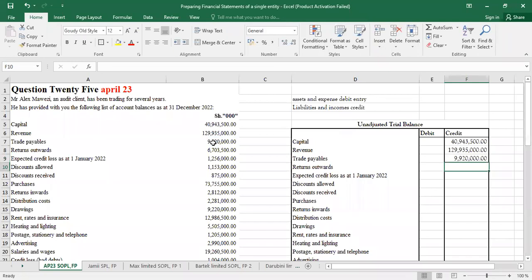Then we have return outwards. This one tends to be a little bit more confusing, but it's just the same thing. We had bought our goods and we are returning them outwards. So what are we doing? We are reducing our purchases because we had bought. A purchase is more of an expense, so it has a debit entry, but now we are returning out.